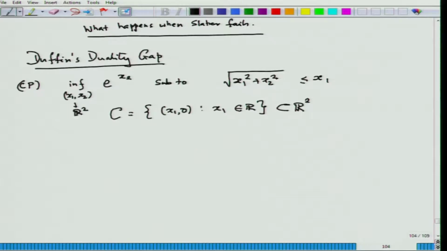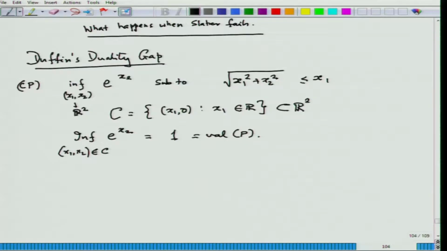Now, x2 is 0. So the inf over C is nothing but e to the power x2 with x2 equal to 0, which is 1. And that is the value of P.